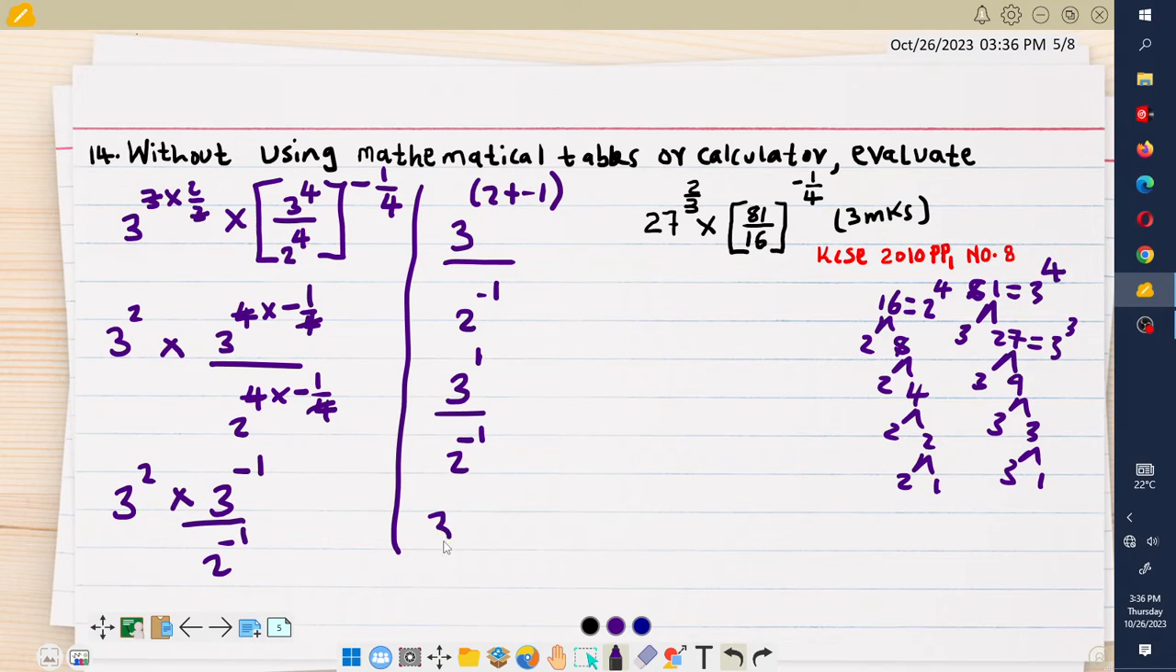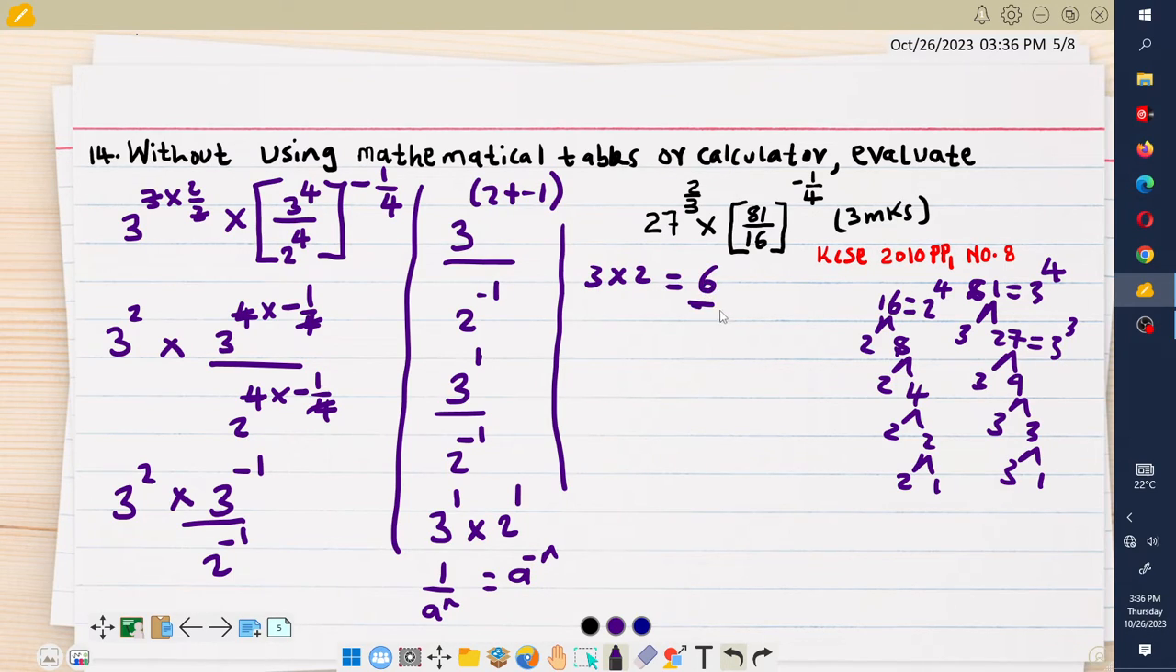So this is the same as saying 3 to the power of 1, then multiplied by this one. I can take it to the numerator, so the power will be negated so that it becomes a positive 1, using the law that whenever you have 1 over a to the power of n, it is the same as saying a to the power of negative n. So this will be 3 to the power of 1 is just 3, then 2 to the power of 1 is also 2. So the final answer will actually be equal to 6 as our final answer.